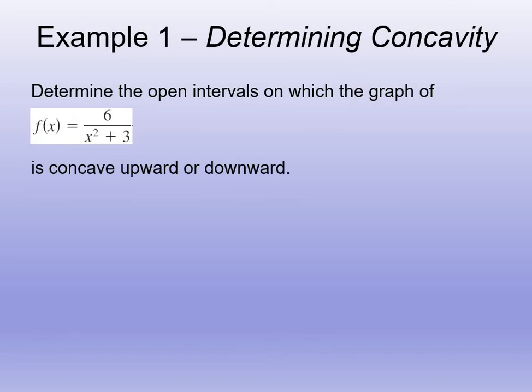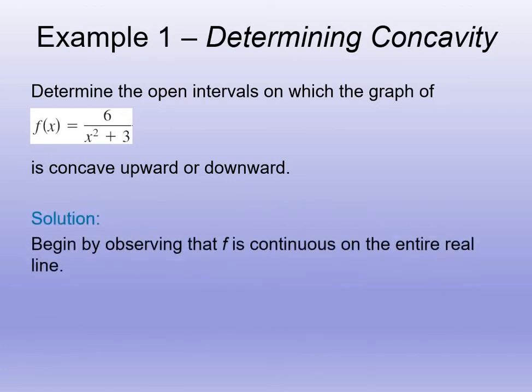So let's do an example here. We want to determine the open intervals on which this graph is concave up or concave down. We have f of x equals 6 divided by x squared plus 3. Now the goal is to get to the second derivative, right? There's a couple different ways you can do this. You can either apply the quotient rule, or we can rewrite that denominator with a negative exponent and use the chain rule and product rule and those sorts of things.